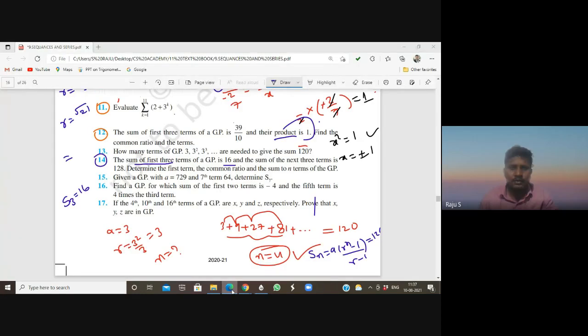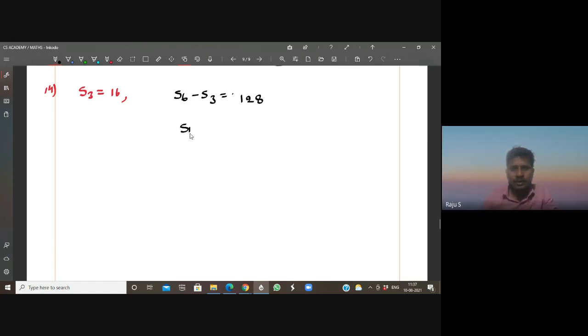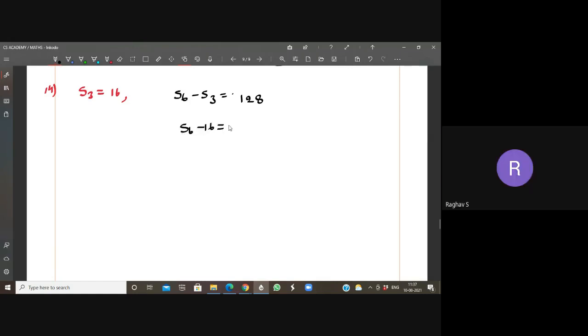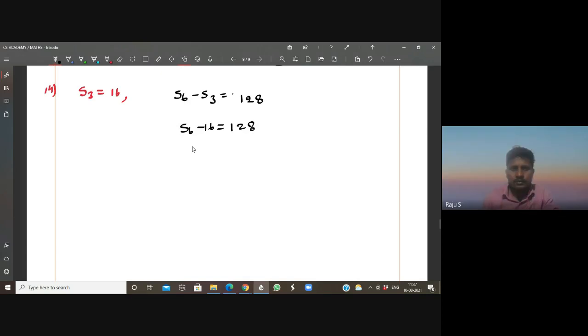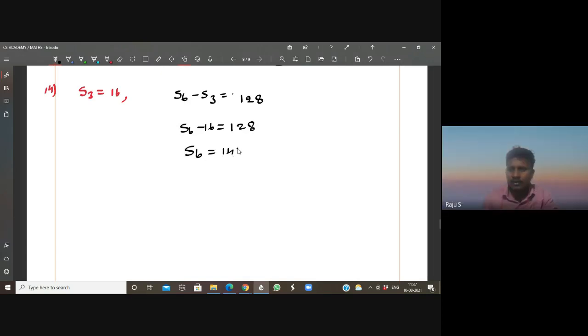So that is 128. We know the S3 value, so we can substitute in this. So S6 is equal to 144. Okay, 144. What is S6 here?